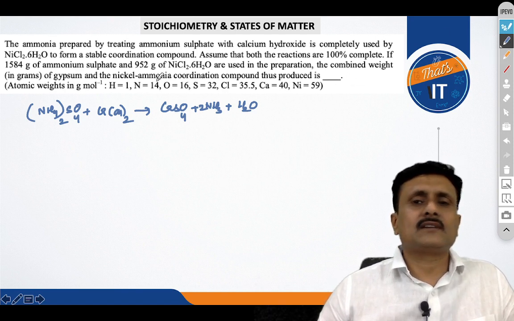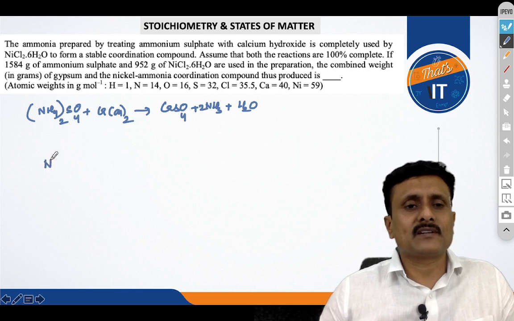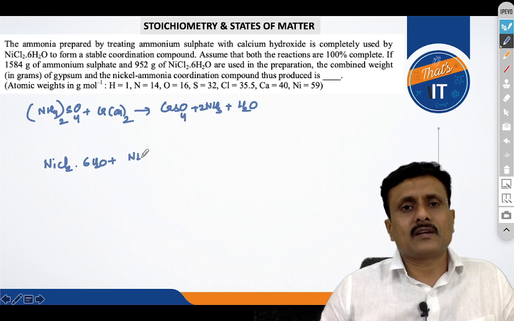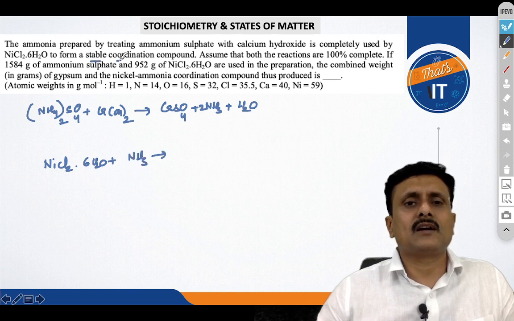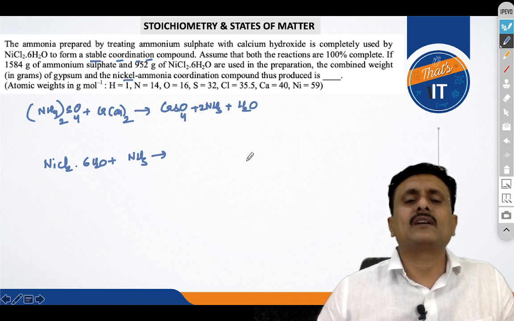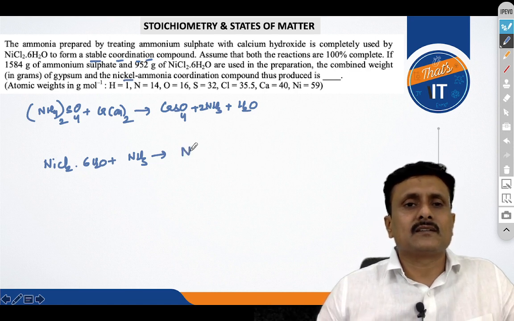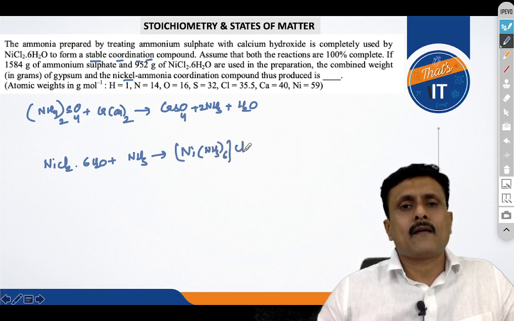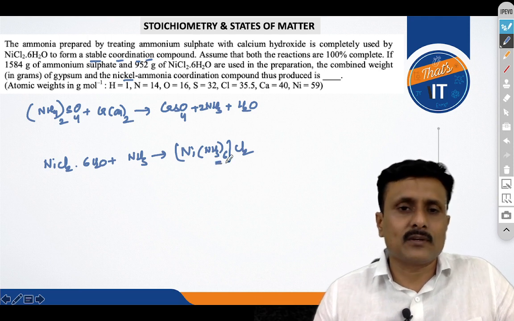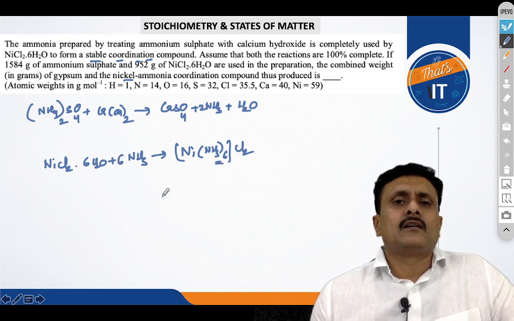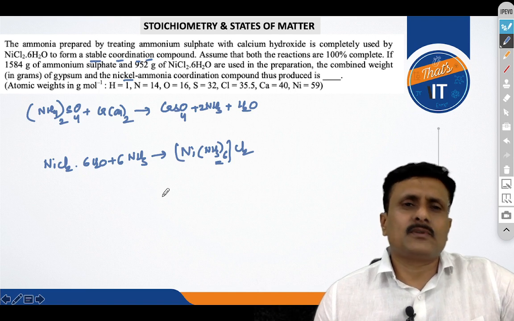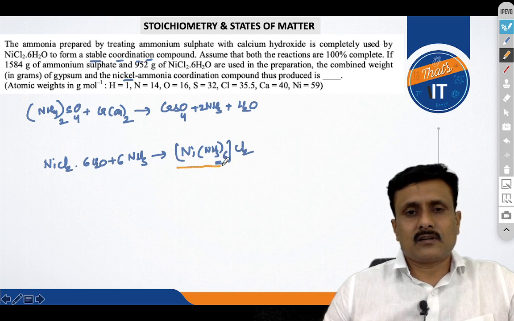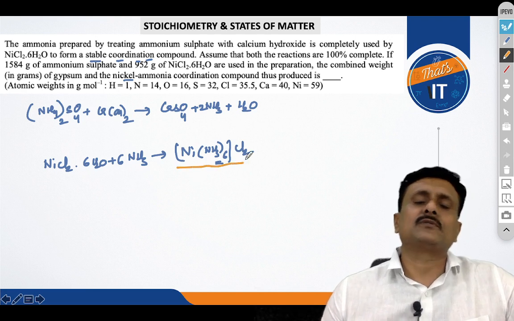The next equation is that when this ammonia is formed, it is treated with NiCl2.6H2O, and ammonia gives rise to a stable coordination complex. So a nickel ammonia coordination complex is being discussed. So it is Ni(NH3)6Cl2. You can see there are 6 ammonia ligands present. So the only point is that you should know that the stable ammonia complex of nickel usually shows 6 coordination.